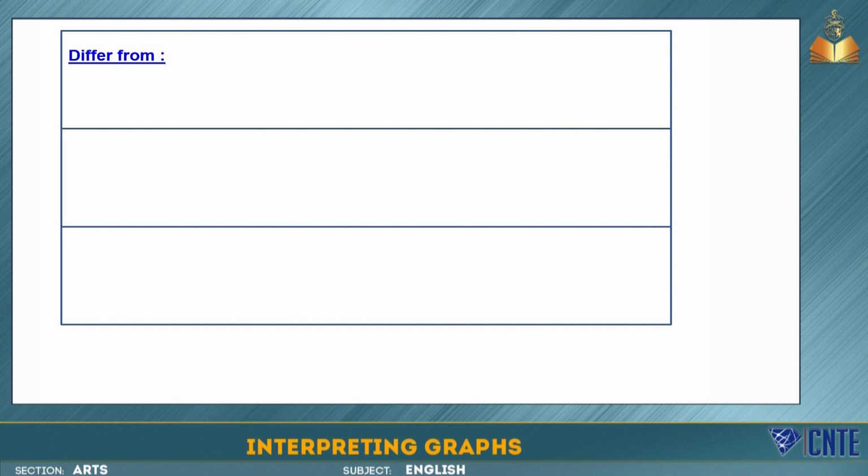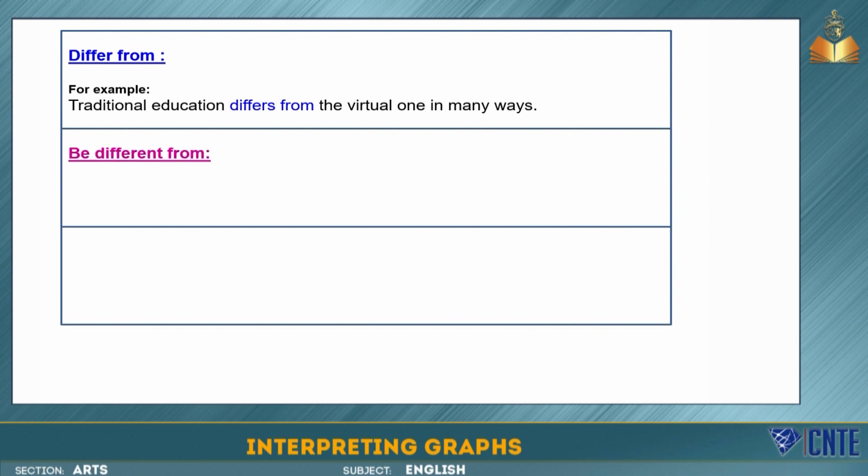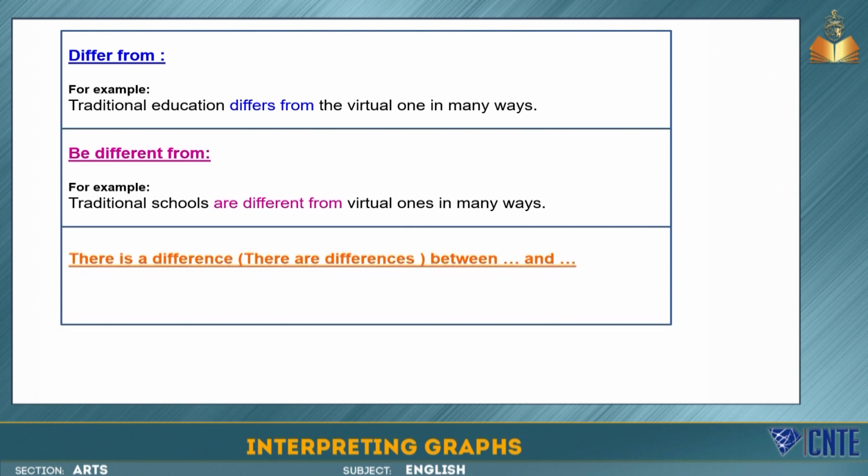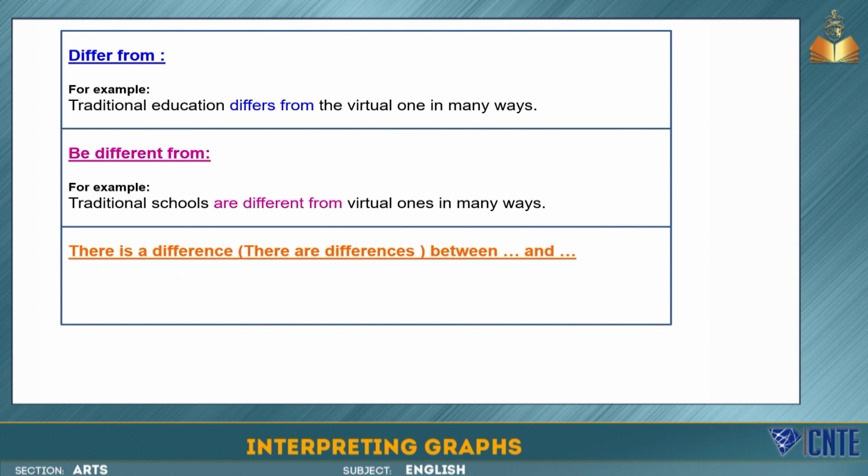Differ from. For example, traditional education differs from the virtual one in many ways. Or you may use the expression be different from. For example, traditional schools are different from virtual ones in many ways. Another expression you are familiar with is there's a difference or there are differences between A and B. For example, there are many differences between virtual schools and traditional schools.